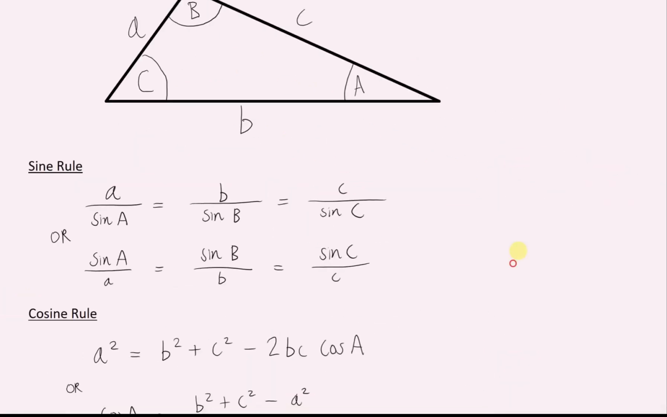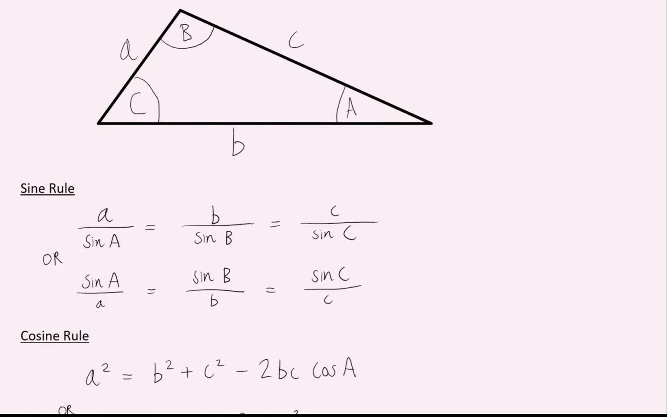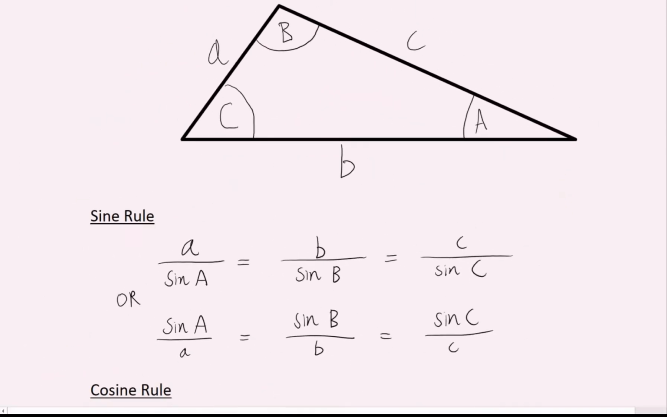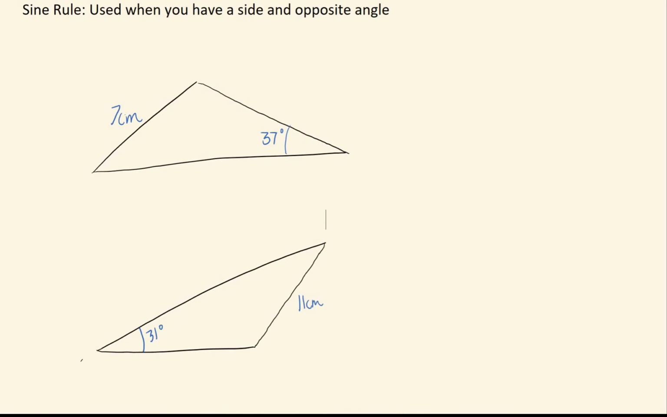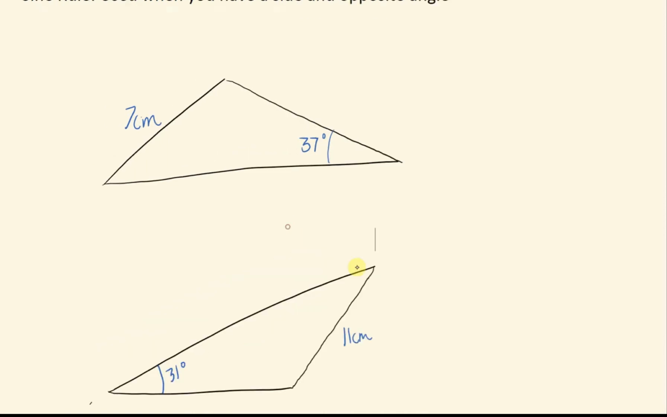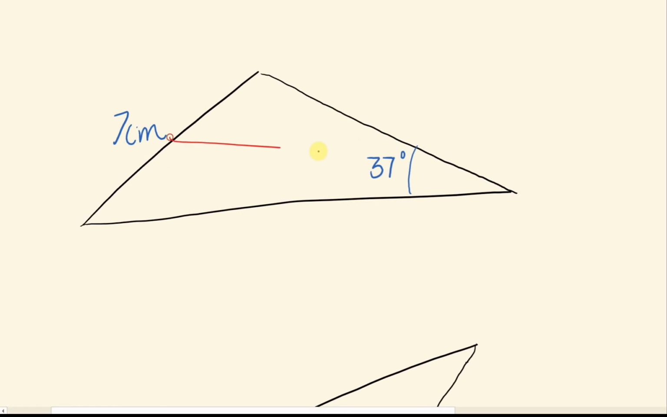The three rules are the sine rule, the cosine rule, and the area of a triangle, and here we're going to focus on the sine rule. Use this rule when you have a side and an opposite angle. Both of these are cases where we'll be using the sine rule, because you can see we have this pair of side and opposite angle.